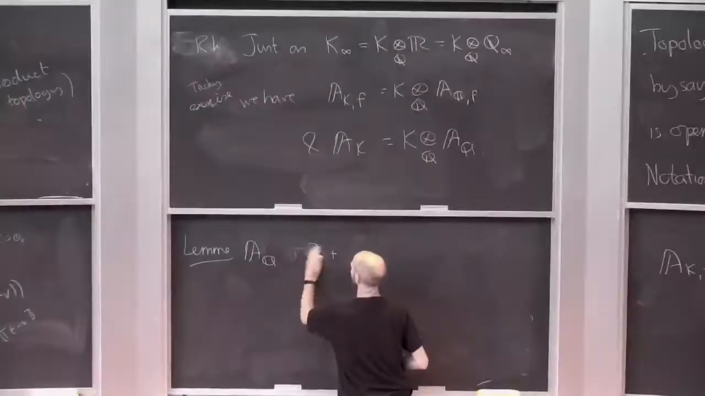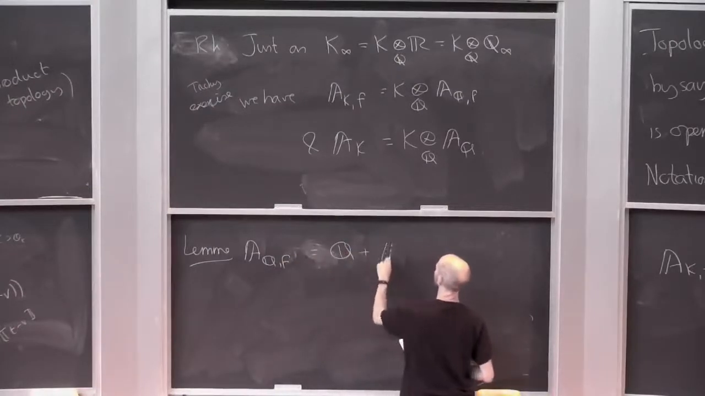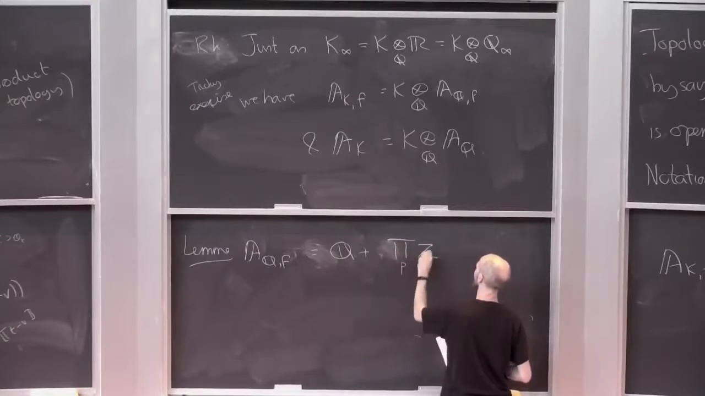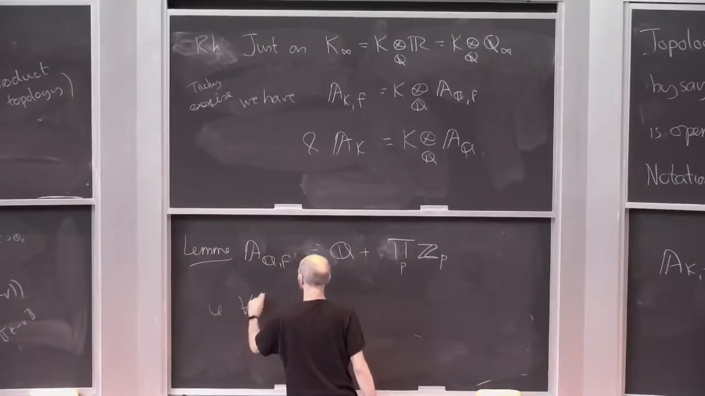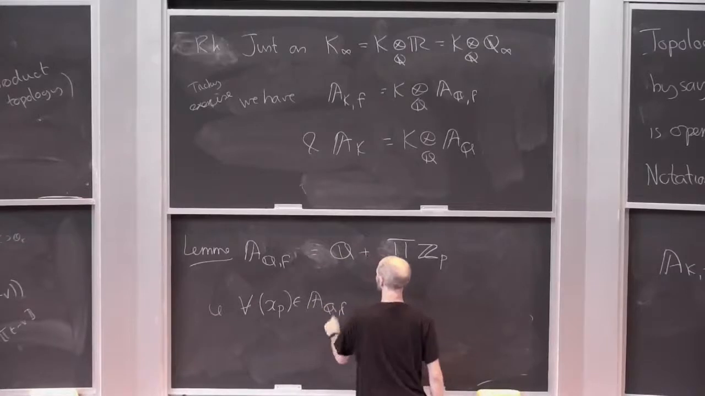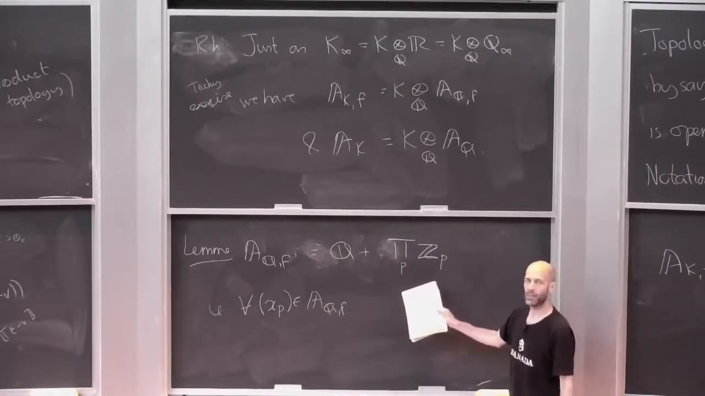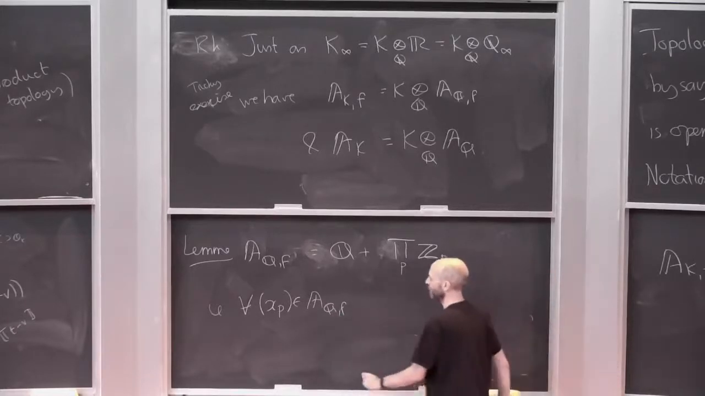Sorry, the finite adeles, AQF, is Q plus, what do I mean by this, A plus the product over p of Zp. I.e. for all xp in AQF. Remember, AQF is the finite adeles of Q, so what does that literally mean?